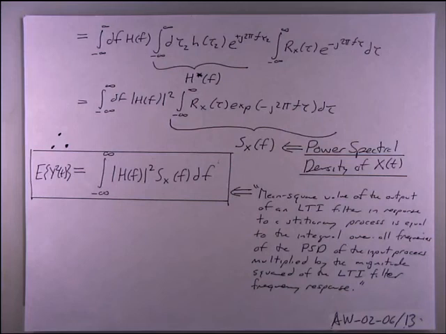What we get is essentially that the average of the square of the random process at time t is equal to the integral from minus infinity of the magnitude squared of the transfer function of the LTI system passing input signal x of t, multiplied by the power spectral density of the input. So the mean squared average of the output value is the integral of our spectral density multiplied by the magnitude squared of your transfer function.